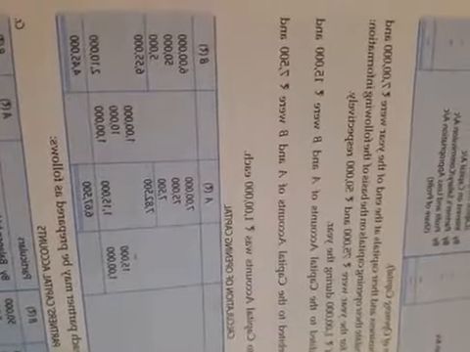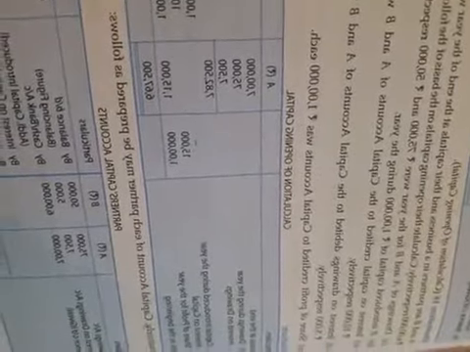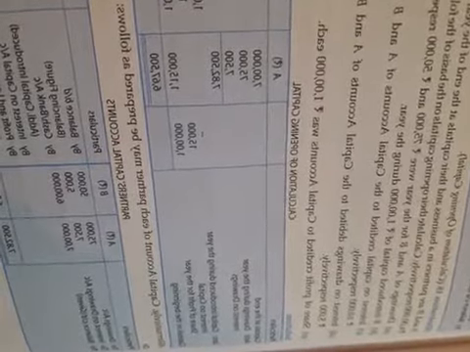Drawings of A and B for the year were 75,000 and 50,000 respectively. B introduced capital of 1 lakh during the year. Interest on capital credited to the capital accounts of A and B were rupees 15,000 and 10,000 respectively. Interest on drawings debited to the capital accounts of A and B were rupees 7,500 and 5,000 respectively. Share of profit credited to capital account rupees 1 lakh each.